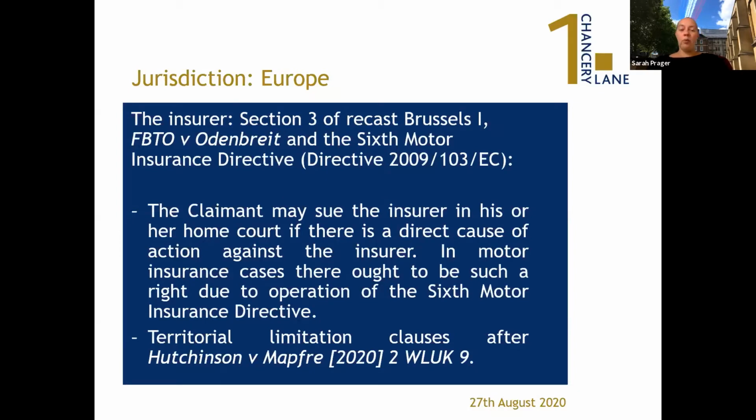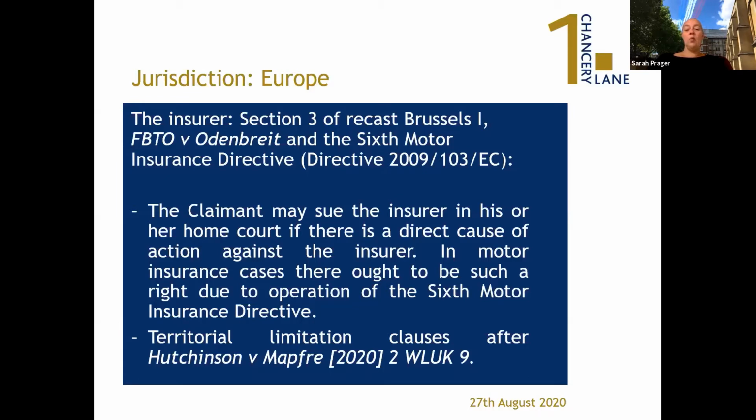So you need to find a way of bringing the accident within the jurisdiction of England and Wales. And this is the way to do it. You sue the insurer. I won't go into the ins and outs of FBTO and Odenbright because we don't have time to do that, because we're trying to deal with so much stuff at the same time. Suffice to say that following FBTO and looking at Section 3 of Recast Brussels 1, which I also won't go into, the claimant can sue a road traffic insurer directly if there is a direct cause of action against the insurer. What does that mean? It means that you can bring a claim against the road traffic insurer within the courts of England and Wales, because that's our claimant's home courts, only where there's a direct cause of action against that insurer.